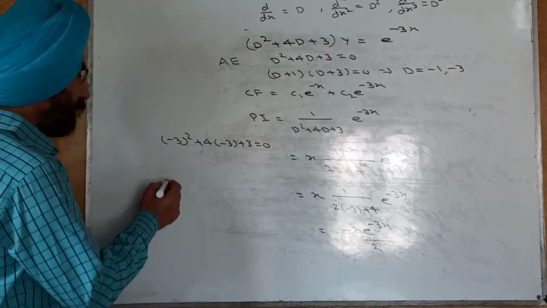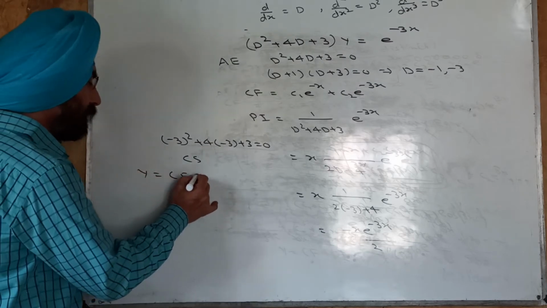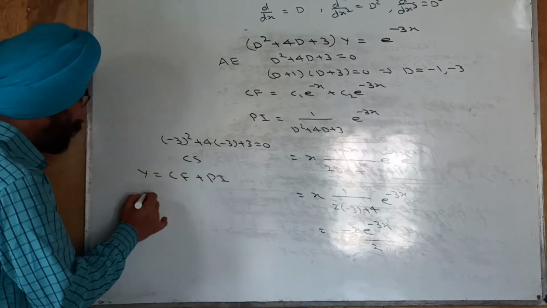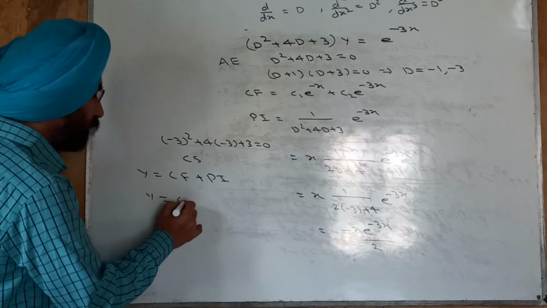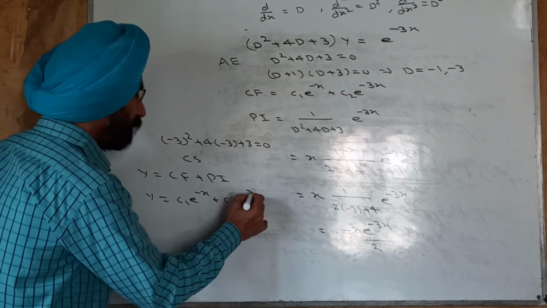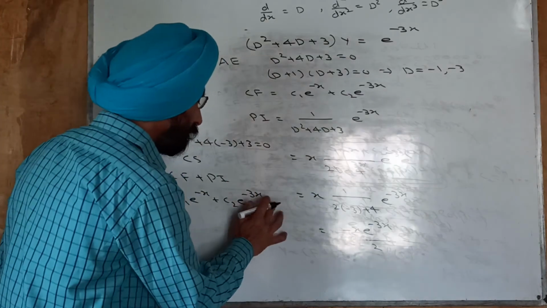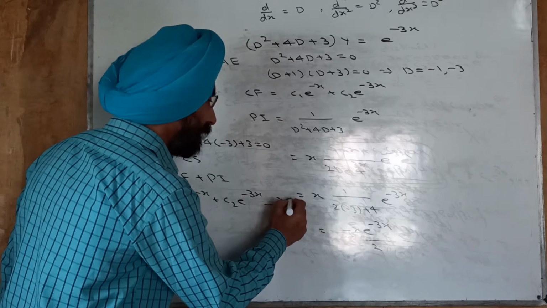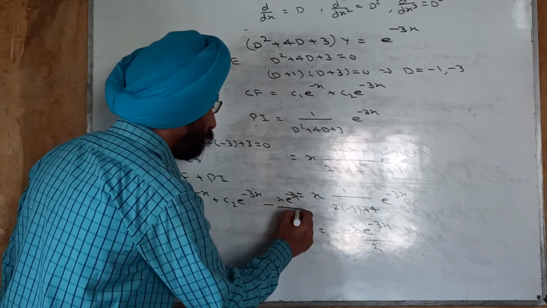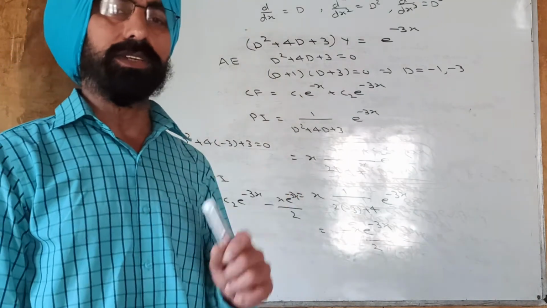So what will be the complete solution? Complete solution will be y is equal to CF plus PI. That means y is equal to c1 e power minus x plus c2 e raised to the power minus 3x plus the particular integral, which is minus x e raised to the power minus 3x upon 2. So this is the final solution of this differential equation.